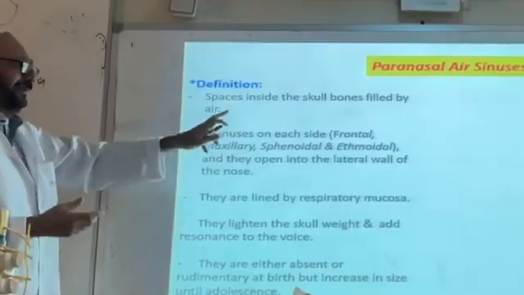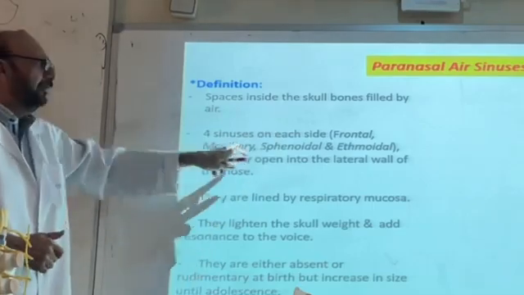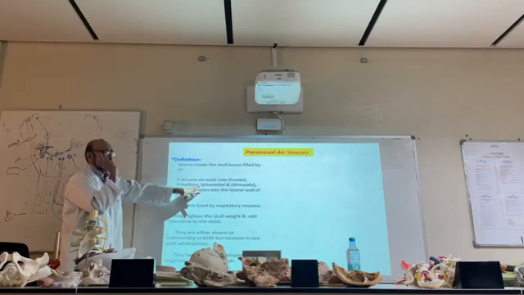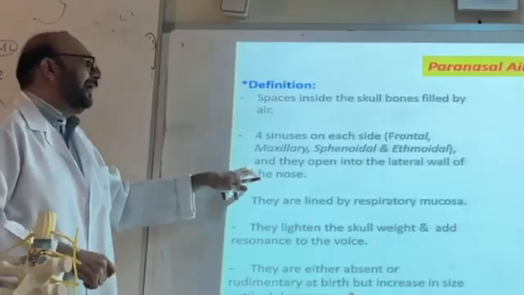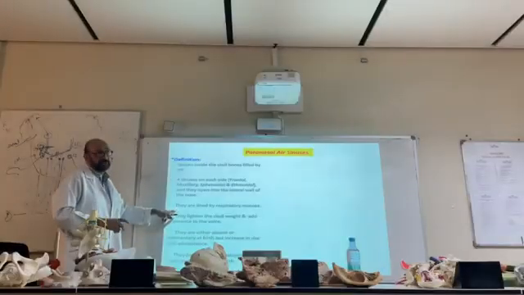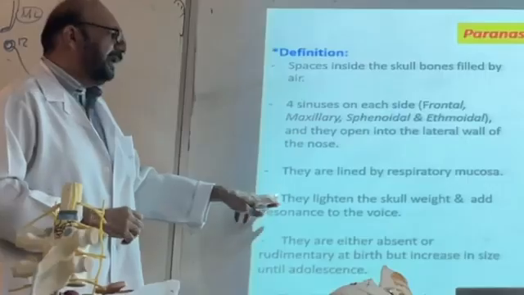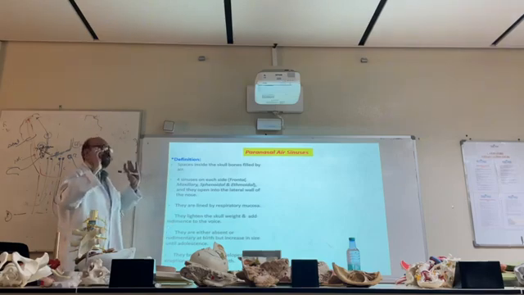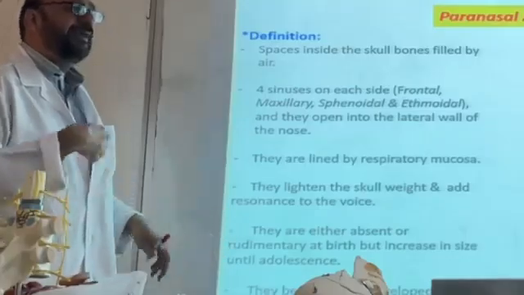There are four sinuses, as I told you: frontal, maxillary, ethmoidal, and sphenoid, which is a central bone. We cannot see it from the front, so we need a side view. And they open into the lateral wall of the nose, all of them. They are lined by respiratory mucosa, remember this. They lighten the weight of the skull. I told you yesterday, they keep the skull light. And they give resonance.